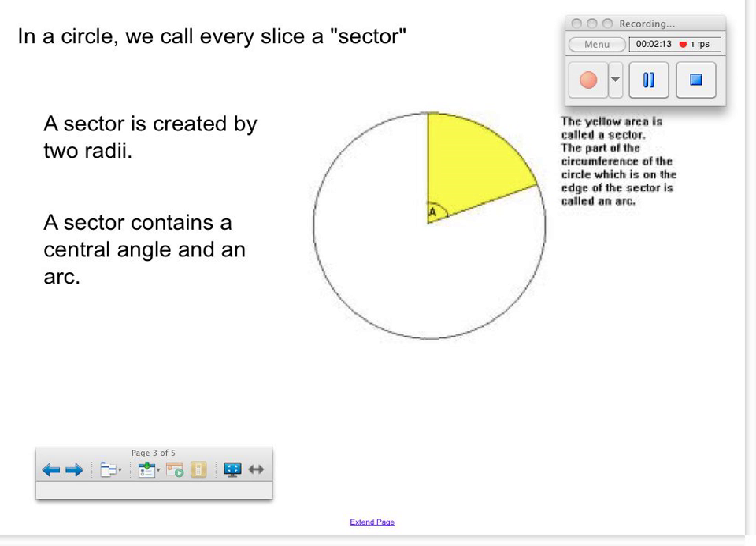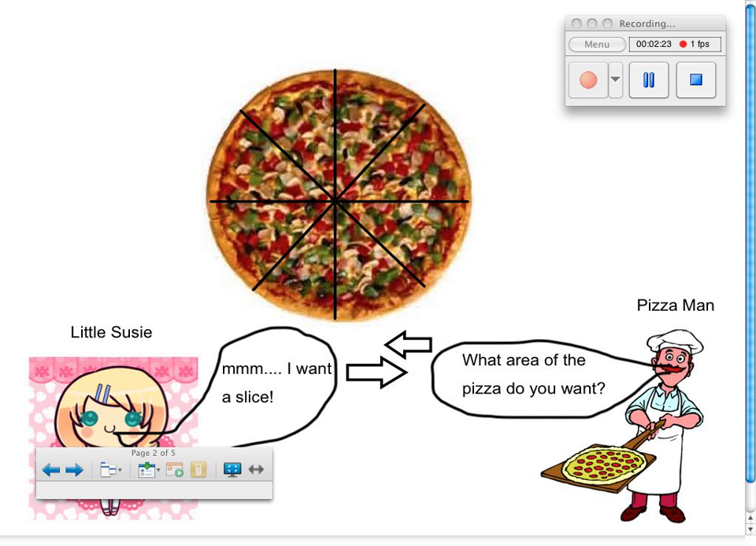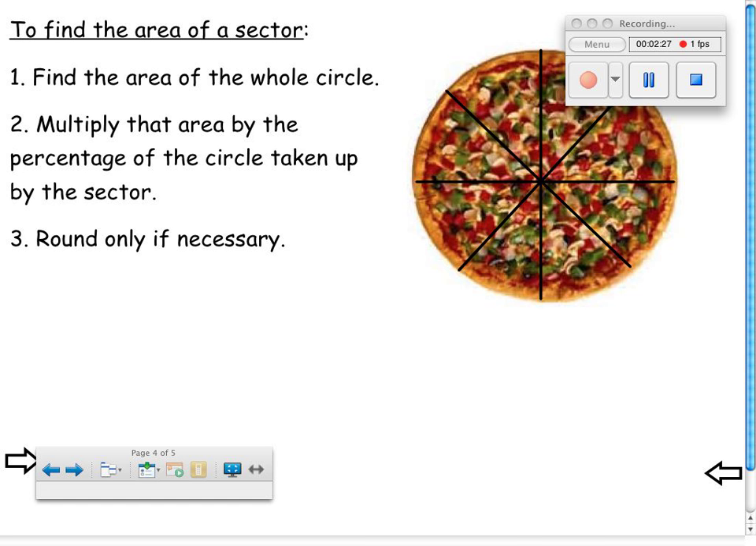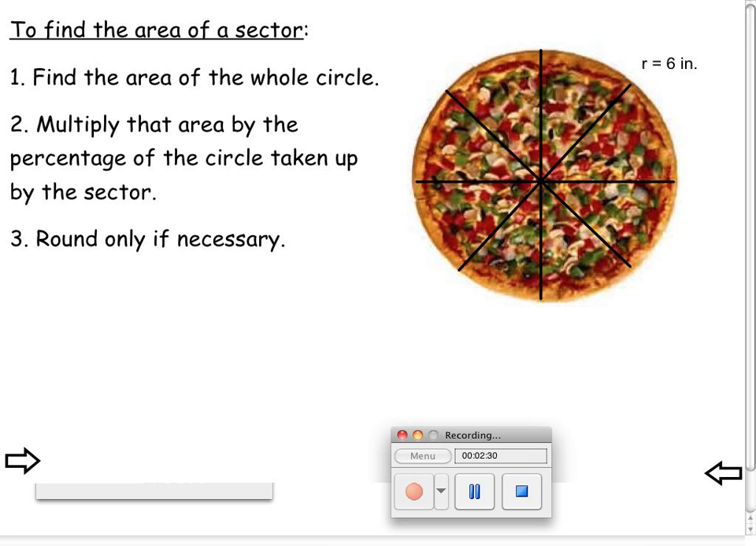So what we need to do is figure out for little Susie, how do we find the area of the piece that she wants? She just wants one little piece. So, in order to do that, we do the following. First, we have to find the area of the whole circle. Then, we have to multiply that area by the percentage of the circle taken up by the sector. That's the hard part. And then we round if necessary. For the problem that I'm going to show you, I want you to leave your answer in terms of pi. But just watch what I do.